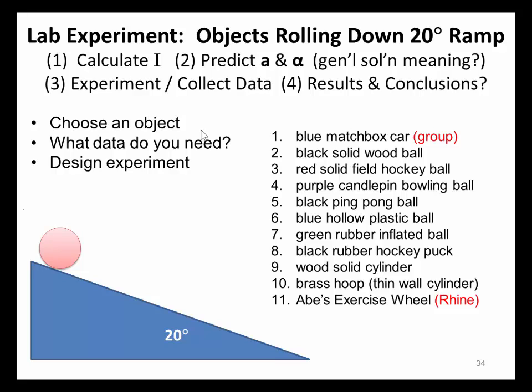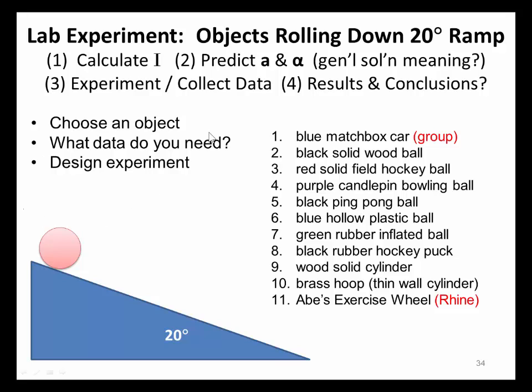So here's our goal. Everybody will be assigned an object. And what you'll need to do is, first of all, calculate the moment of inertia for your particular object. And then predict the acceleration down the ramp. I would do this general solution in terms of a general homogeneous rolling object rather than a specific one. In other words, use I equals k m r squared rather than 1/2 m r squared or 2/5 m r squared or something like that. And then let's run an experiment and collect some information about it, and then take a look at the results and conclusions and see if it actually matches our expectations.